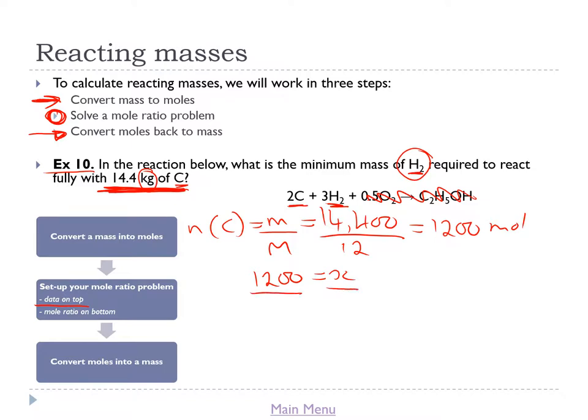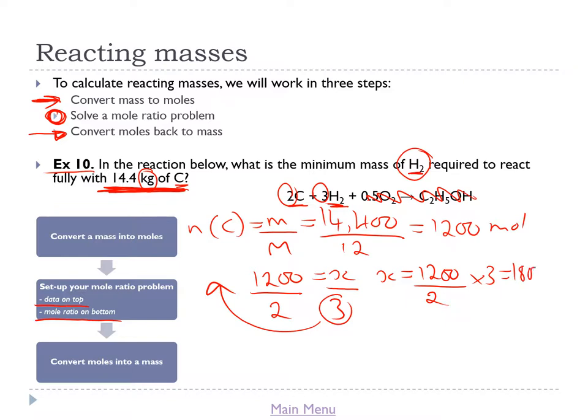And then on the bottom of our mole ratio problem, we're going to have the coefficients from the equation. So two carbons and three hydrogens. And there's our problem set up. So now we just need to solve for X. So we can say X equals 1200 over 2 times by 3, because we need to bring that up to the top there. So times by 3 equals 1800 moles. Now remember that that X we just found out, that unknown, is the number of moles of H2.